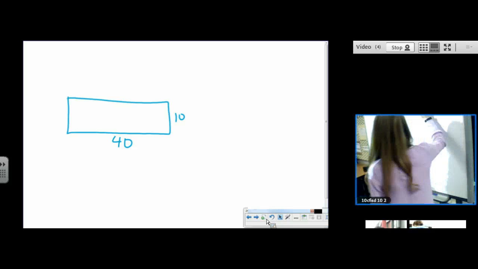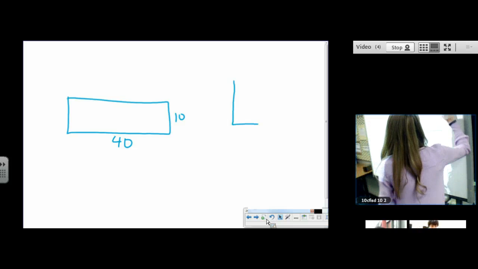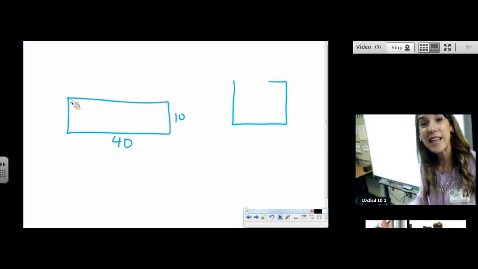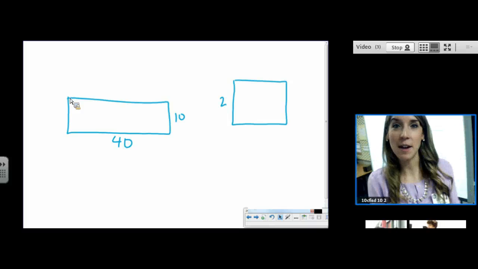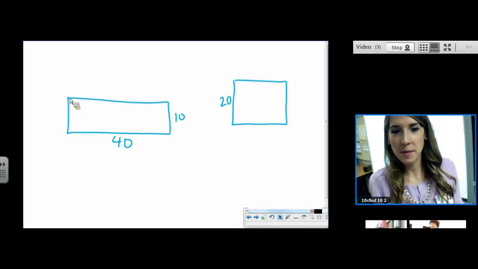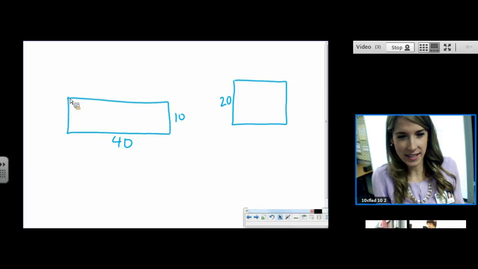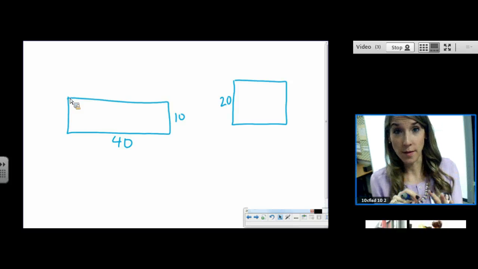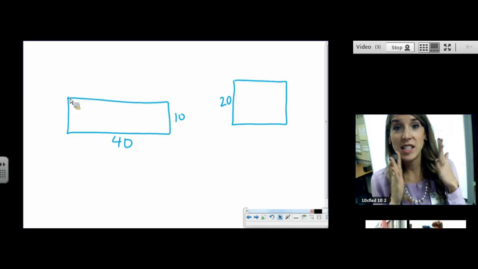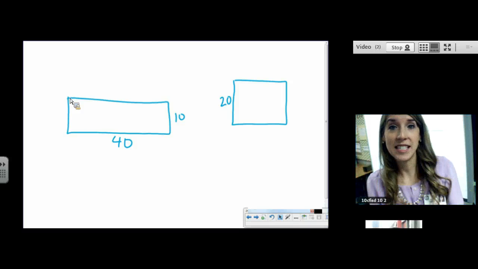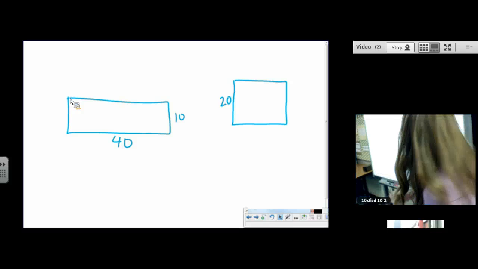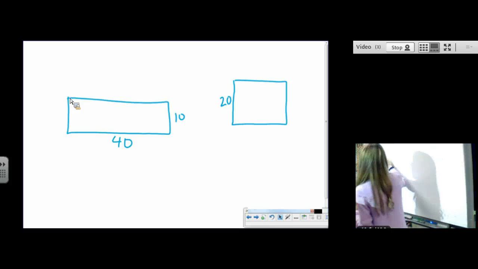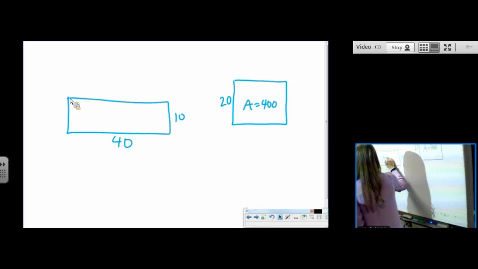So the geometric mean between those two numbers is the side length of a square whose area would be the same area as that rectangle. That's what a geometric mean is. That's how we use it in geometry. Does that make sense? Okay, so the geometric mean of 10 and 40 is 20. 20 is the side length of the square that has the same area as the rectangle. What's 20 squared? The area of that is 400. What's 40 times 10? The area of that is 400.